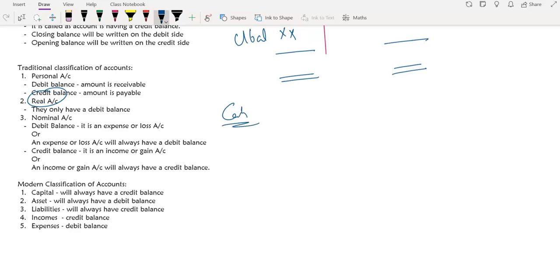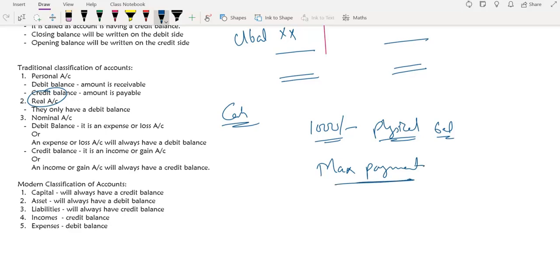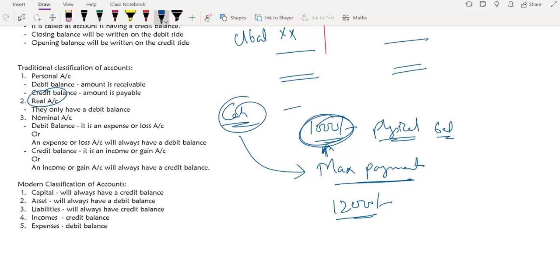Real account means assets. Now cash, if I have 1000 rupees of physical cash, that will be my cash balance. Is that right? Now I can make maximum payment through the cash of 1000 rupees only. I cannot make a 1200 rupees payment because I don't have it. Yes, I can purchase anything worth 1200, but the maximum payment that I can do is only 1000 rupees, not 1200 rupees. So if I cannot make a 1200 rupees payment, that means my real account, cash account, cannot have a negative balance. That means it cannot have a credit balance.